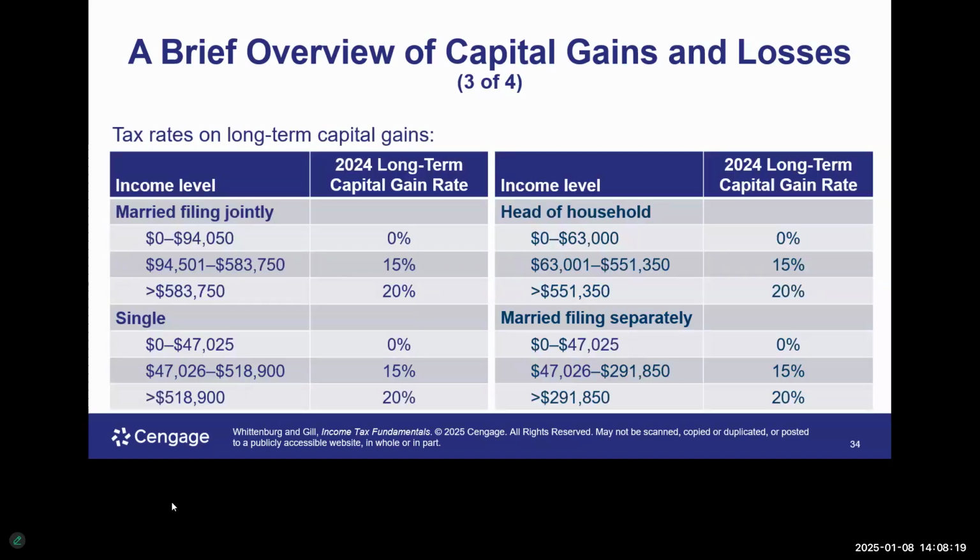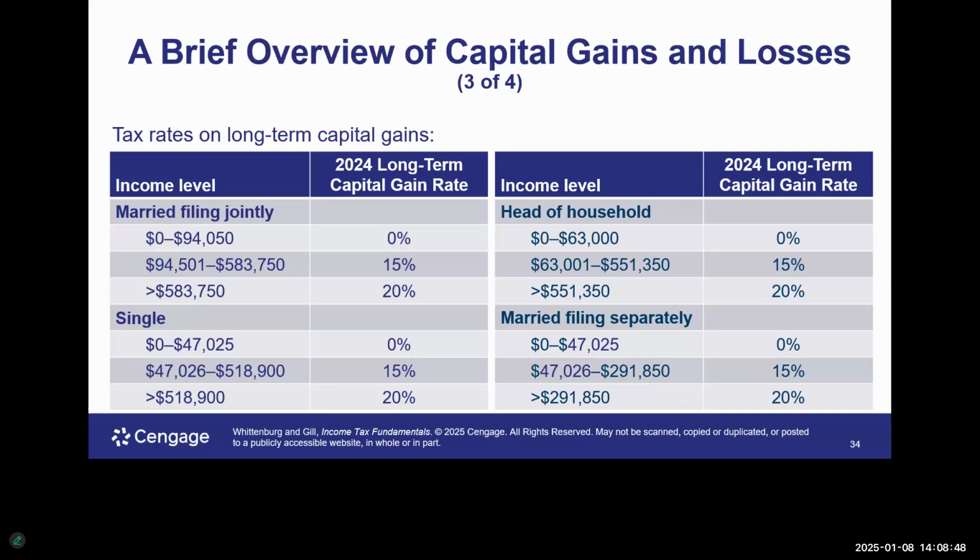So the tax rates on long-term capital gains are as follows. And again, it depends on the income level. If you're married filing joint and your income is between $0 and $94,050, it's a $0 capital gains rate. If your income falls between $94,501 to $583,000, 15%. If it's above $583,750, then it goes up to 20%.